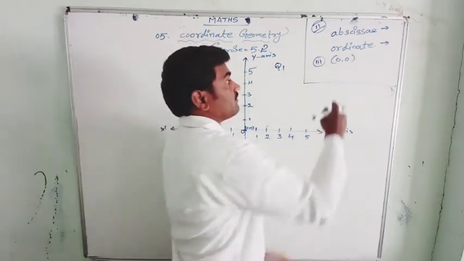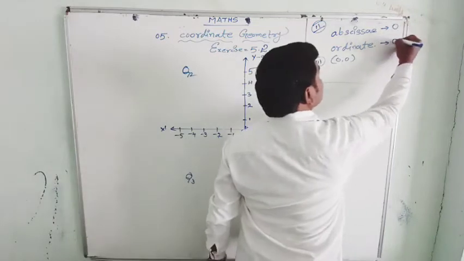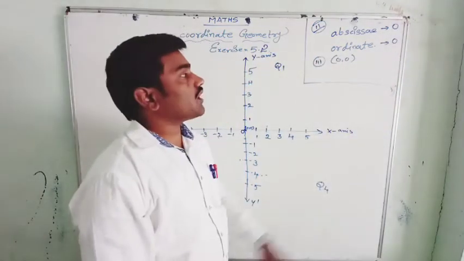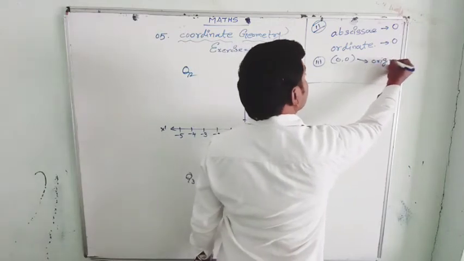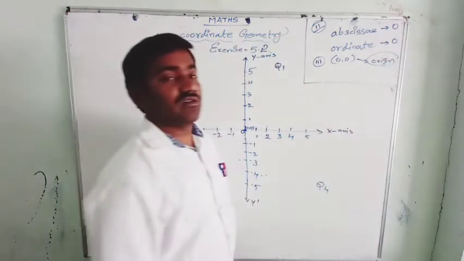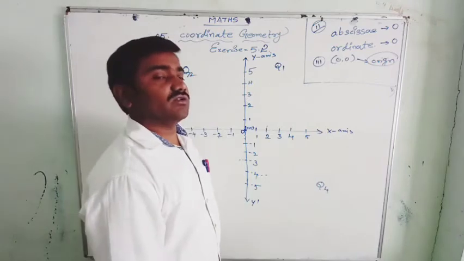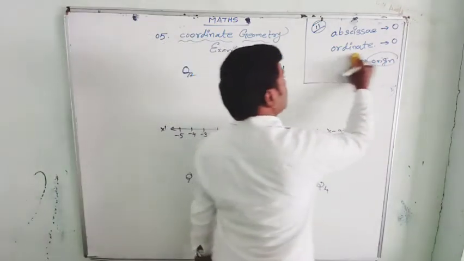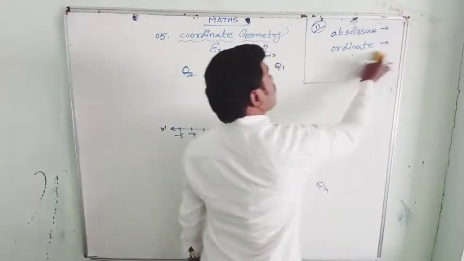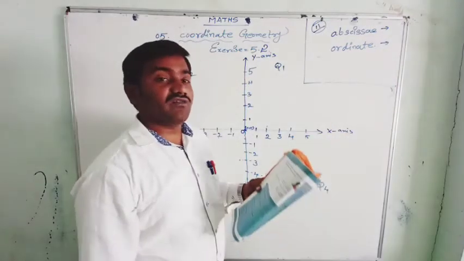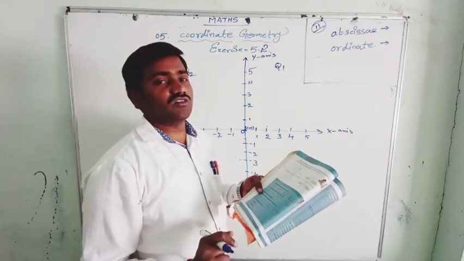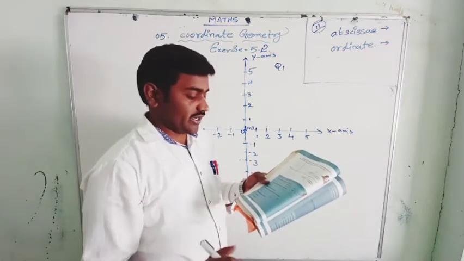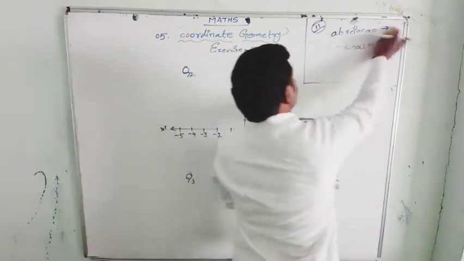Then what if abscissa is 0 and ordinate is also 0? That is 0 comma 0. This point is known as the origin. Remember that the point 0 comma 0, where the x value is 0 and the y value is 0, is known as the origin point. I hope you understood the meaning of abscissa and the meaning of ordinate. The remaining two problems are there in this, and you can do them as well. I feel you can do that.